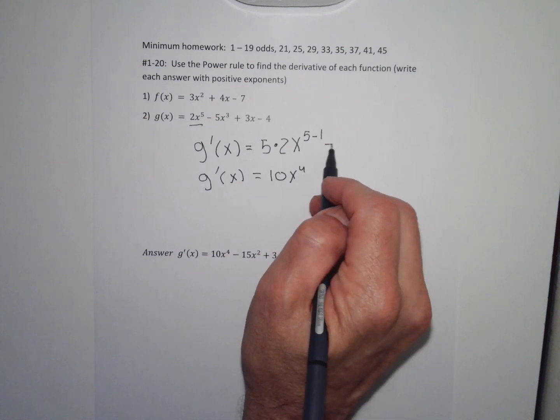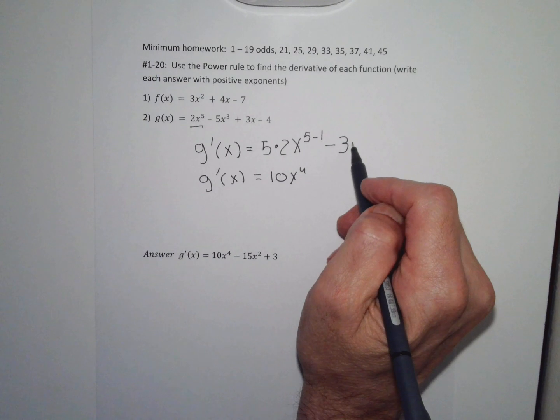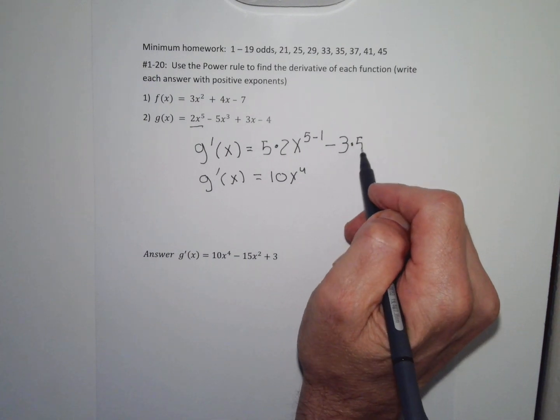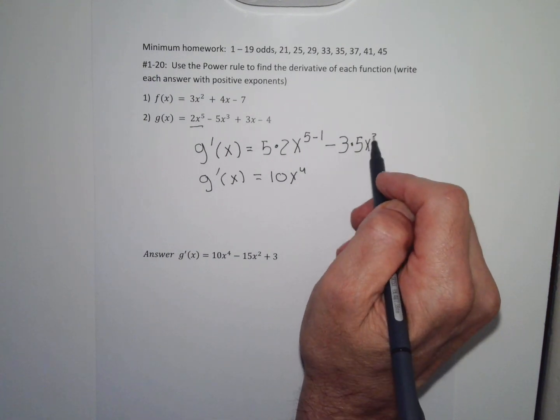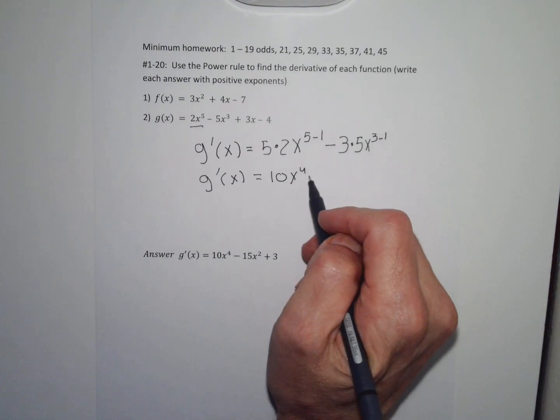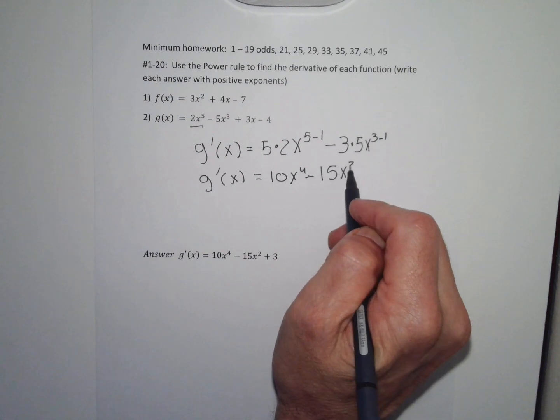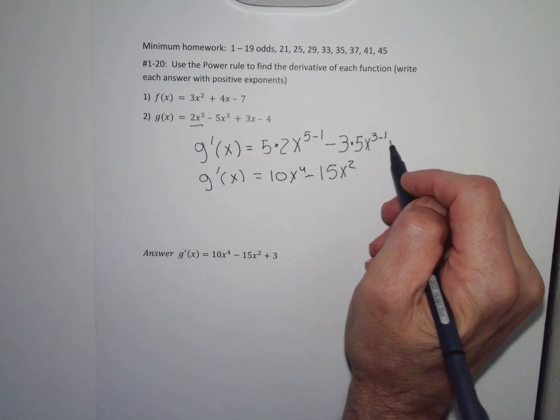And then for the next term, I'm going to bring down the minus sign. I'm going to multiply the exponent of 3 times the coefficient of 5, and I'm going to lower the exponent by 1. Again, this I can do in my head as well. This is going to be minus 15x squared.